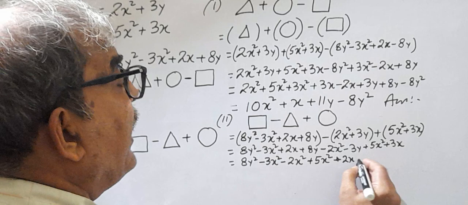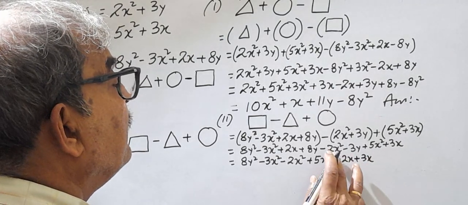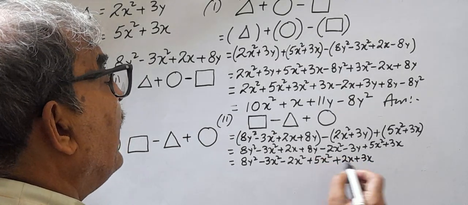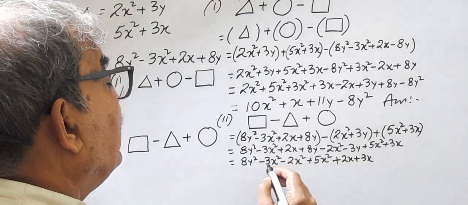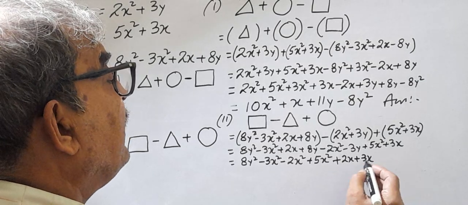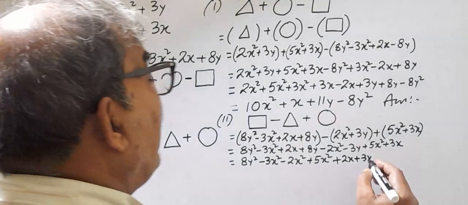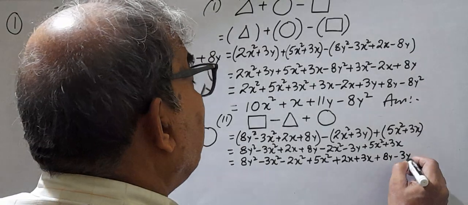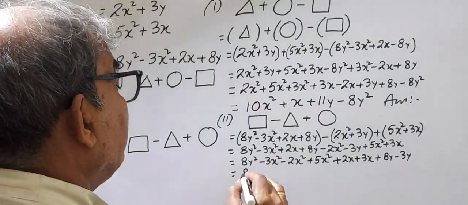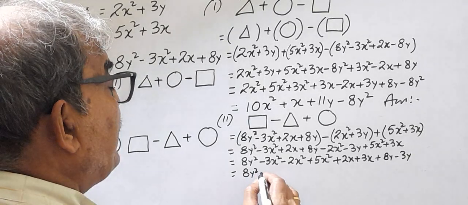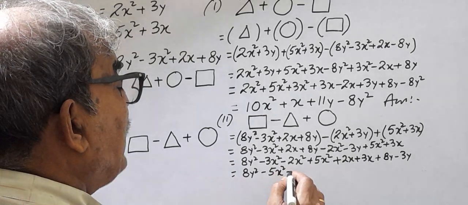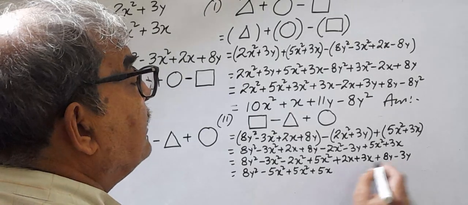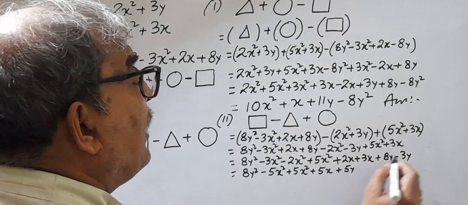2x plus 3x. The last is x square, where minus 3x square, no, x square has happened now. After x, what will remain? 2x minus 3 and y, now it is y plus 8y and minus 3y. Now you see 8y square, and minus 5x square and plus 5x square, and this is plus 5x, and this is plus 5y, because 8y minus 3y is equal to 5y.